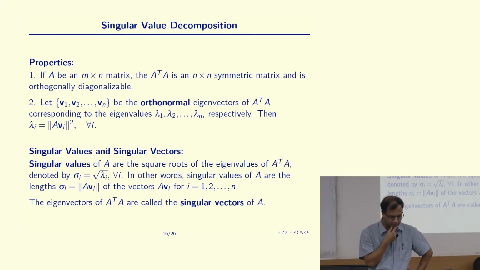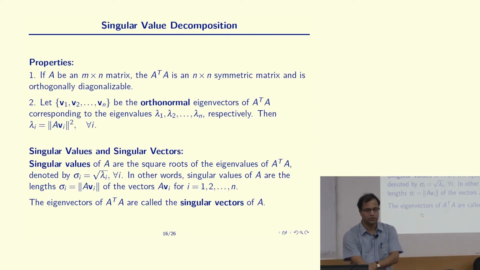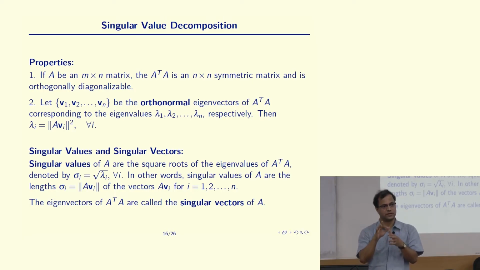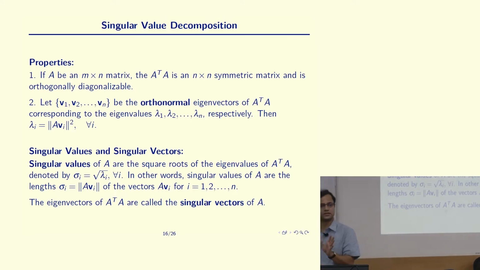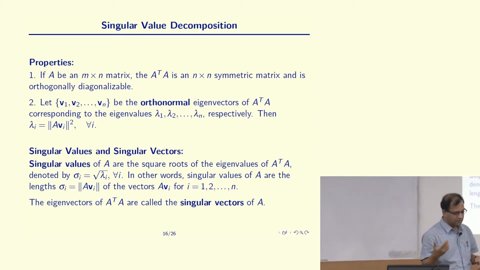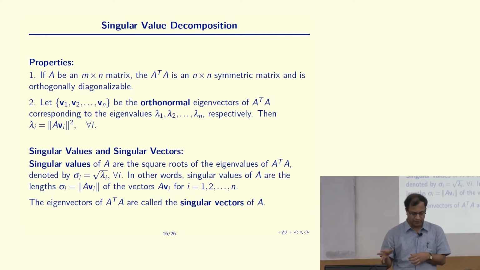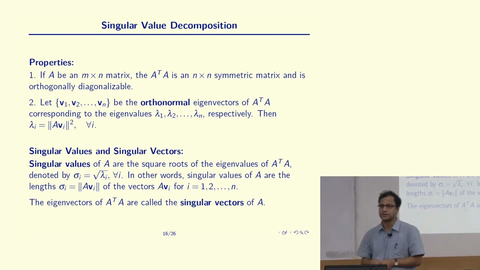So now we define that the singular values of A are the square roots of the eigenvalues of A transpose A. That is, the lambda i's are AVi squared. So singular values are the length of the vectors AVi. You take the vector AVi, then you take its length, and these are the singular values. And the eigenvectors of A transpose A are called the singular vectors.